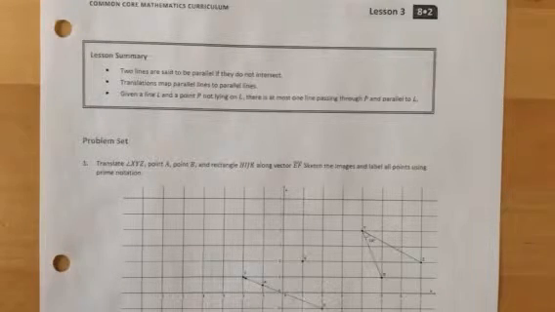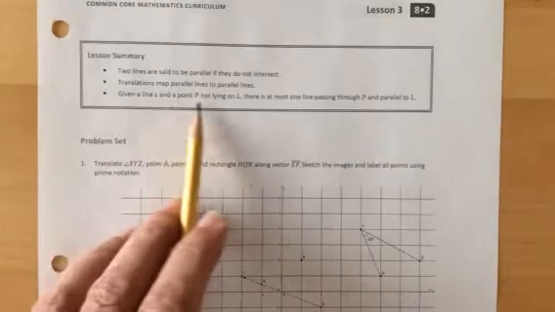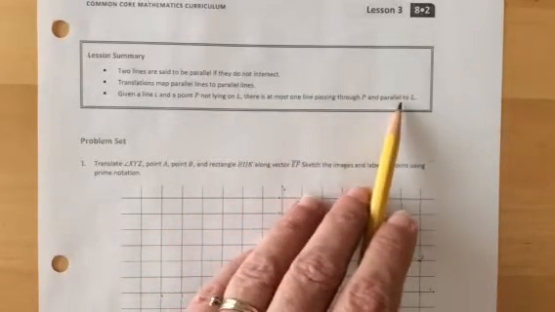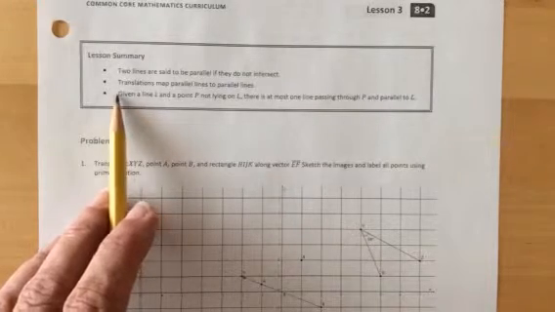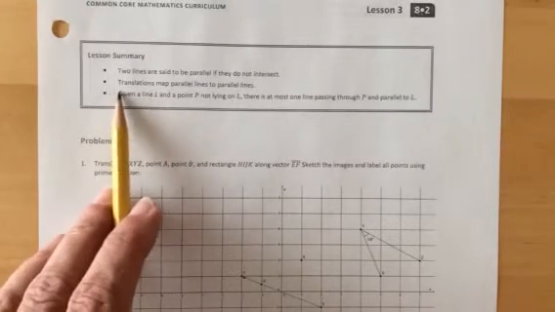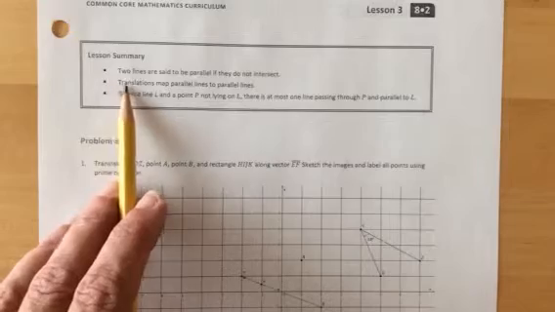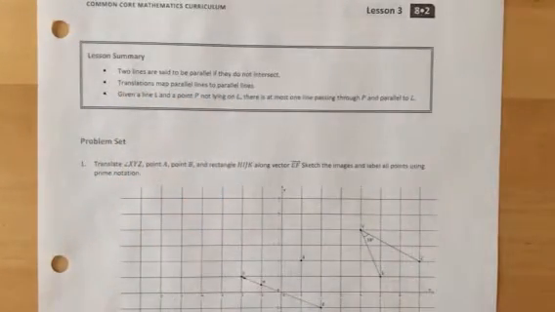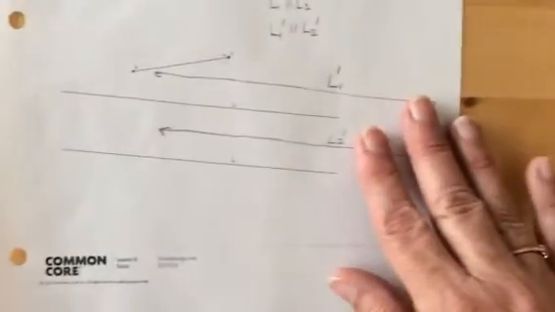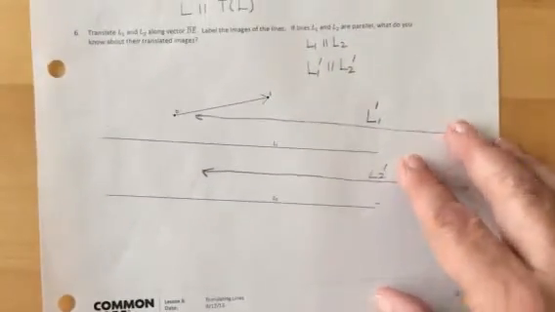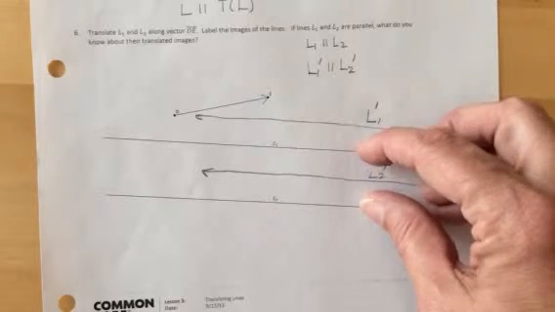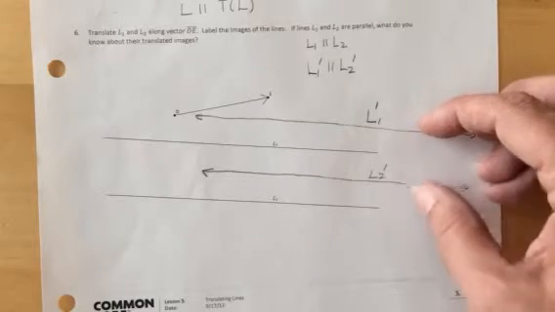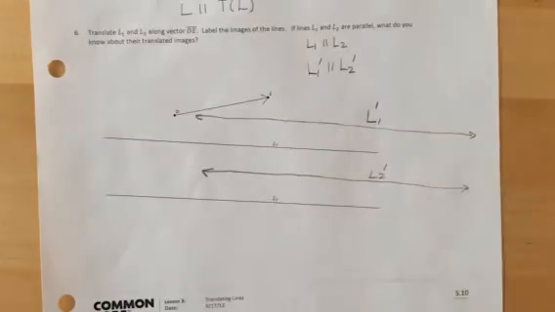This last one, given a line L and a point P not lying on it, there is at most one line passing through P and parallel to L. So we saw that. That's going to be an important thing that we'll use in proofs. And then translations map parallel lines to parallel lines. And we saw that in this exercise. Okay, so we had a set of parallel lines, L1 and L2. They mapped to a new set of parallel lines, L1 prime and L2 prime.